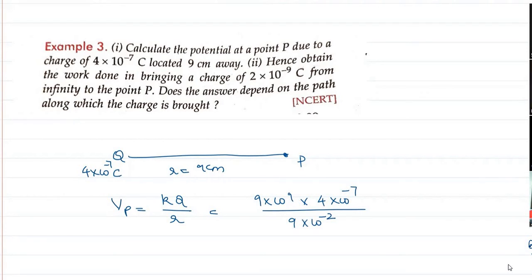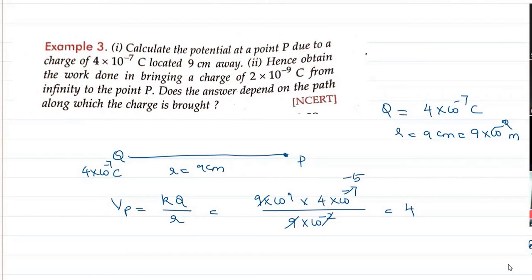So you need to do the conversion. Better you list out the data as usual. R is given as 9 centimeter. Immediately you convert and write so that you will not miss when you substitute it. Now 9 will get cancelled out. 4. This will become minus 5. So 4 into 10 to the power 4 volt. 9 minus 5 is 4.